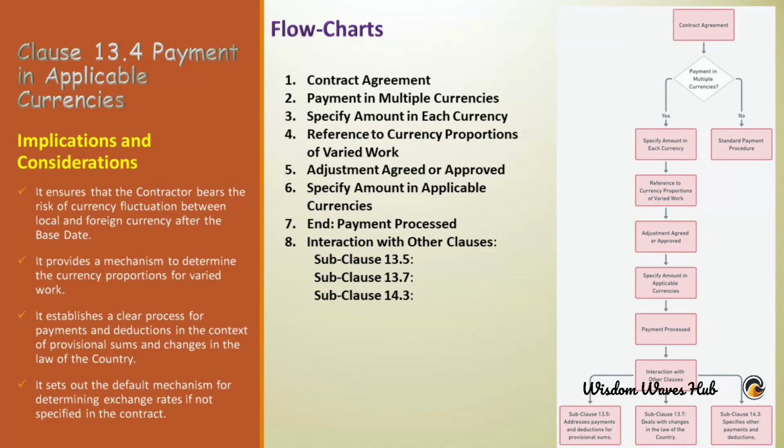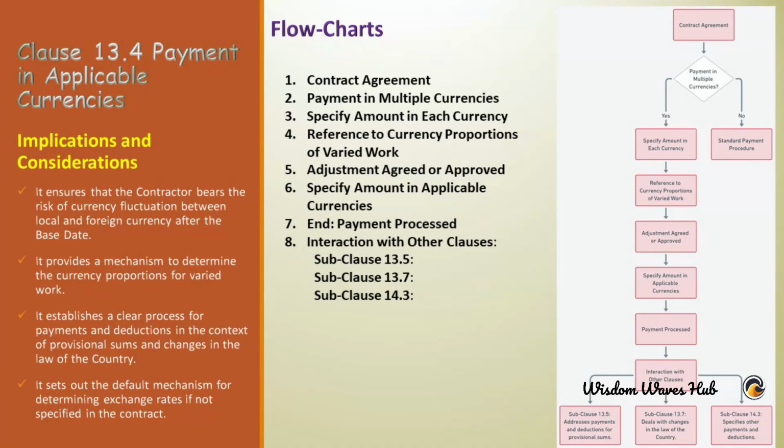The flowchart begins with contract agreement. This is the initiation point where a contract agreement is established between the parties. Payment in multiple currencies. This decision point determines whether the contract provides for payment in more than one currency. Yes, if the contract does provide for multi-currency payments, the process moves to the next step. No, if the contract doesn't provide for multi-currency payments, it follows the standard payment procedure.